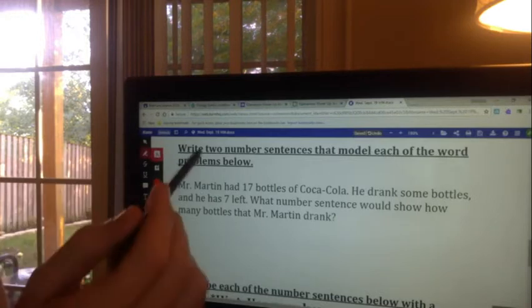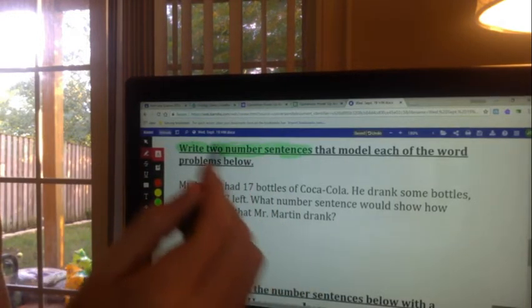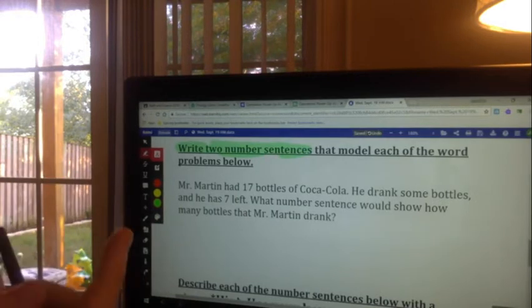So let's note the directions under the next part. I'm going to highlight. It says write 2 number sentences that model each of the word problems below. And I mentioned to you guys in class today that those number sentences should each use a variable. Remember, a variable is a symbol, a letter, a picture that stands for a number, and that's really important.